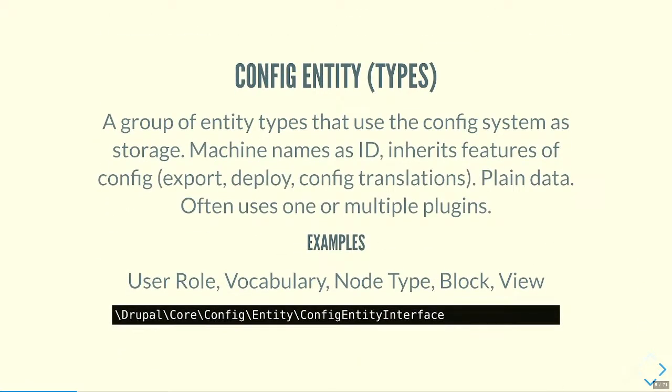On the other side, we have config entity types. Those are stored in configuration. So all the stuff you can do with configuration, like importing, exporting, diffing, you can do with them as well. They usually work with plain data, plain arrays there, and they're mostly different, so they don't share too much between themselves. So you have user roles, vocabularies, node types, blocks, and views as examples. Blocks here is the block placement, and not the custom block that, again, is a content entity.